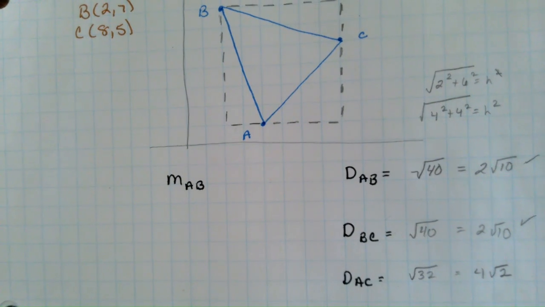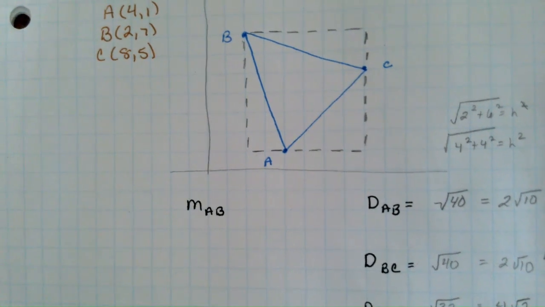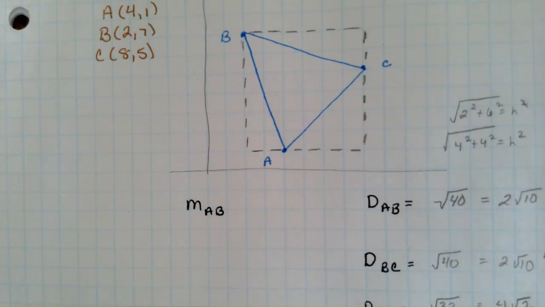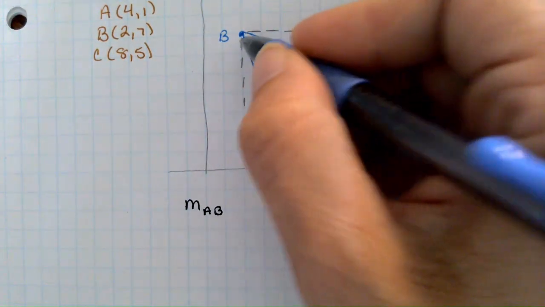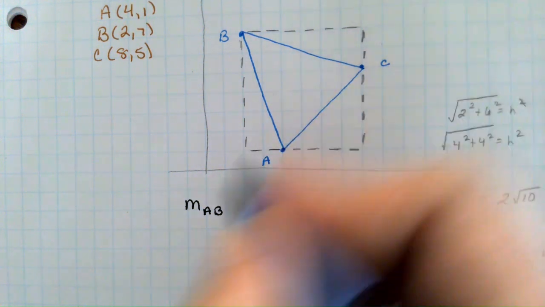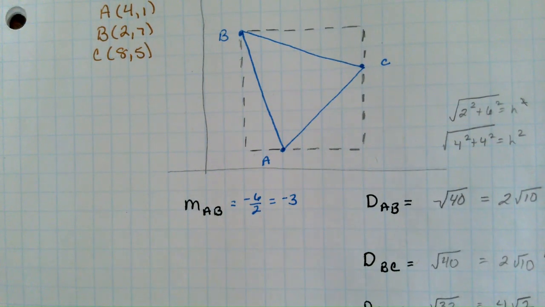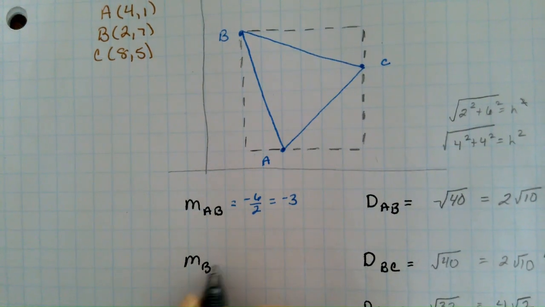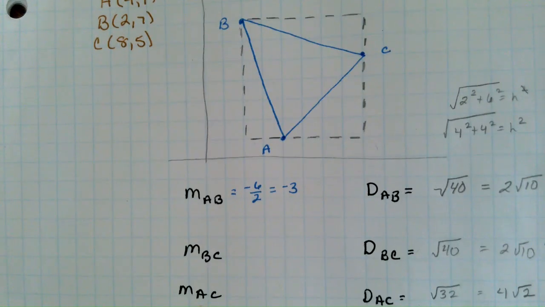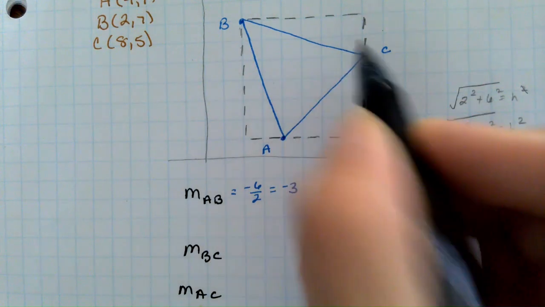Okay, now let's look at the slopes. And if that doesn't help us, we'll go even deeper. So the slope from A to B, we work left to right. So we'd have to go down 6 and over 2, which is -3. We also need the slope for B to C and the slope for A to C. So let's see, this is downhill again, down 2 over 6.